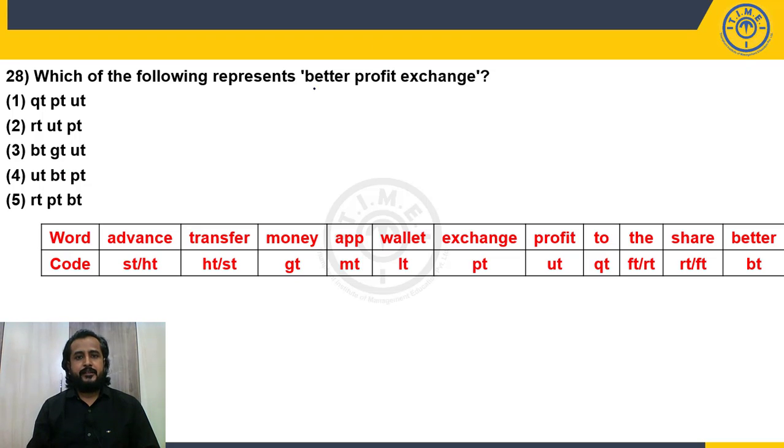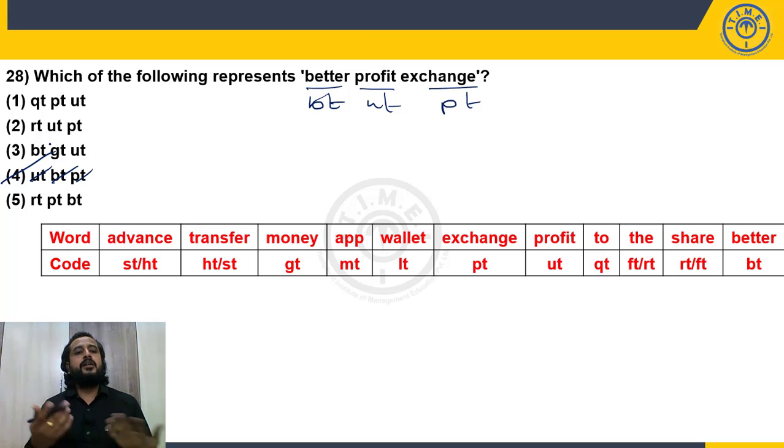Which of the following represents better profit exchange? Better is BT, profit UT, exchange PT. So BT, UT, PT, a combination of these. BT, PT, UT, choice 4. See, it need not be in respective order. In the statements also we don't have it respectively, right? So it need not be respective. If it is respective, it is okay. If it is not respective, also fine. A combination of these three: BT, UT, PT. And they won't give you both respective and non-respective options. BT, UT, PT combination, choice 4.